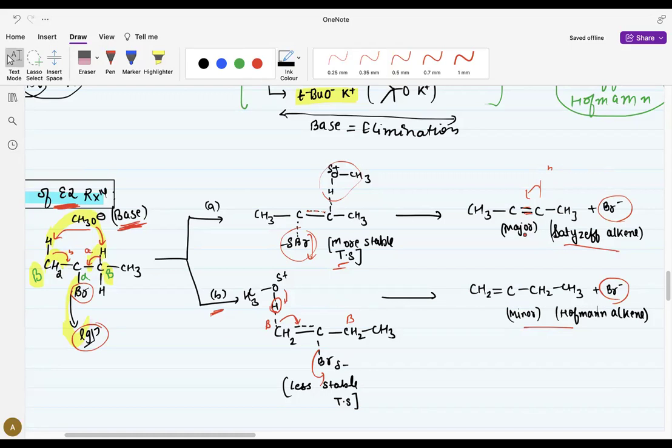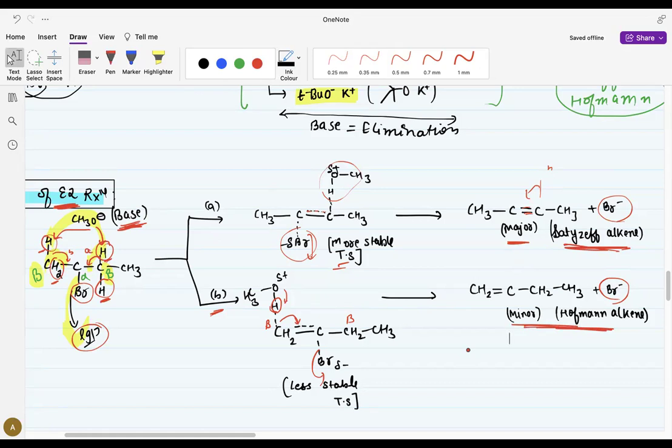How many are beta hydrogens? If it does not have beta hydrogen, no elimination. You should have beta hydrogens, है ना? यहाँ पर 2 hydrogens this side, 3 hydrogens this side, है ना? So you will get two products. One is known as Saytzeff, another is known as Hofmann. अब Saytzeff and Hofmann are two types of alkene.